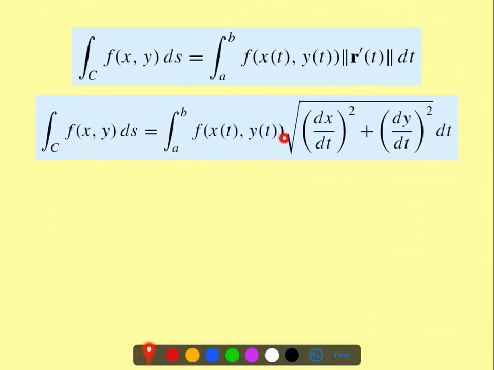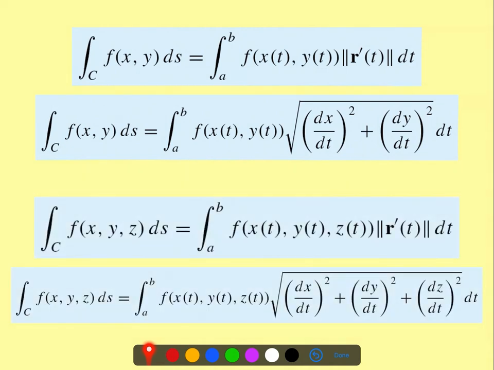So this is what we were just talking about. Recall that if r of t is the vector x of t, y of t, the length of r prime of t will be the same thing as this. We can do the same thing with three variables. That just gives you an extra z prime of t squared here underneath the radical that we want to use. And of course, z gets replaced with z of t, whatever z of t happens to be.